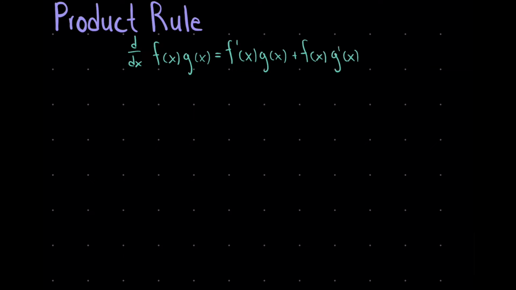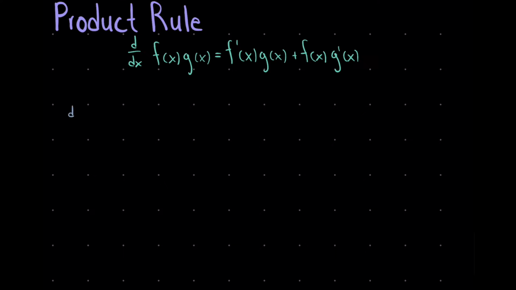Let's get right into it. The product rule is there to help us when we have a product of two functions and we want to find their derivative. So we have the derivative of two functions, say f of x and g of x, and the product rule tells us that this derivative is equal to f prime, or the derivative of f, times g of x plus f of x times g prime of x, or the derivative of g.